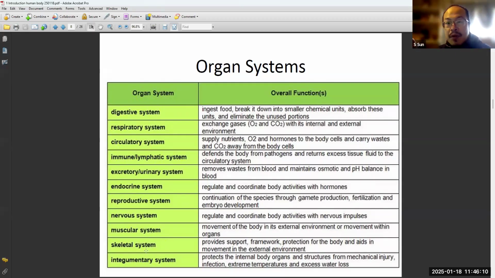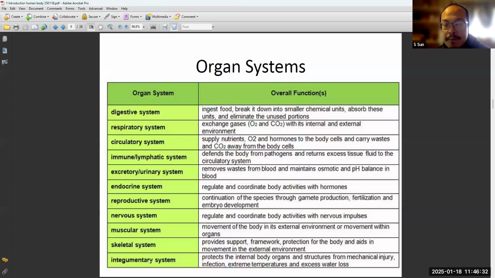The skeletal system is the bone system. It provides the structure, the movement, and the protection, like the skeleton protects your brain and protects your organ systems. The integumentary system is the skin, which covers the whole body and protects your whole body.